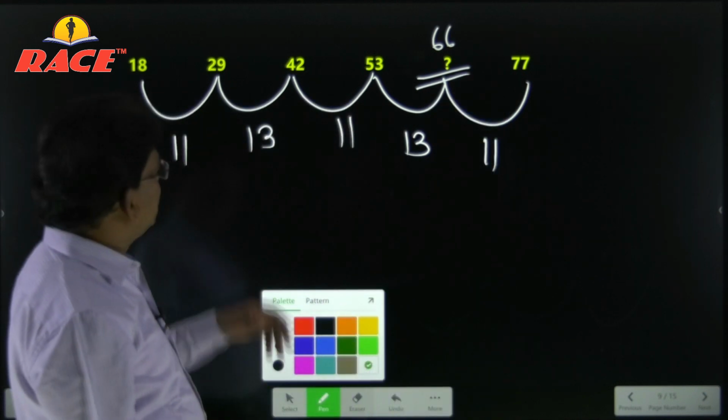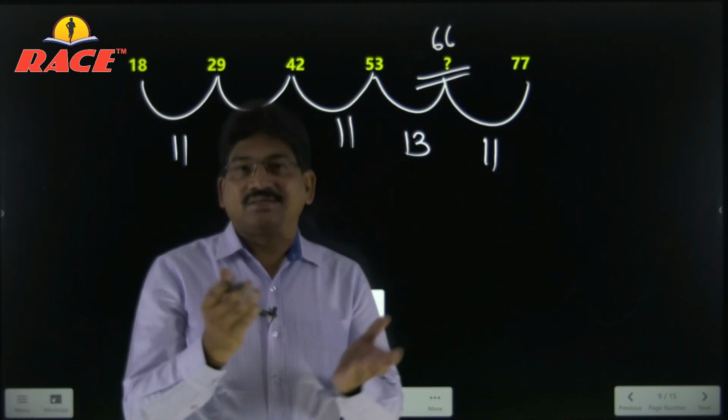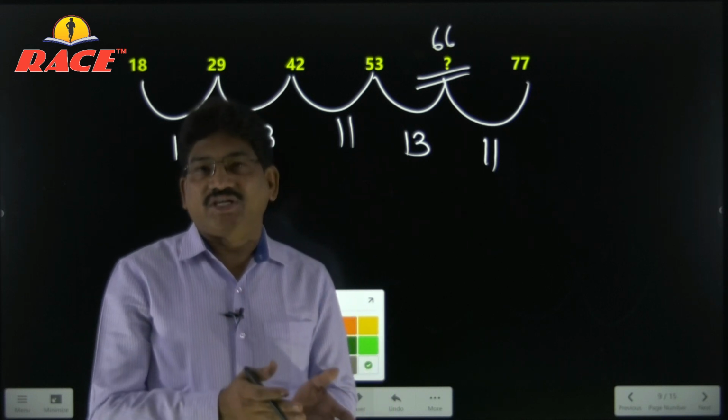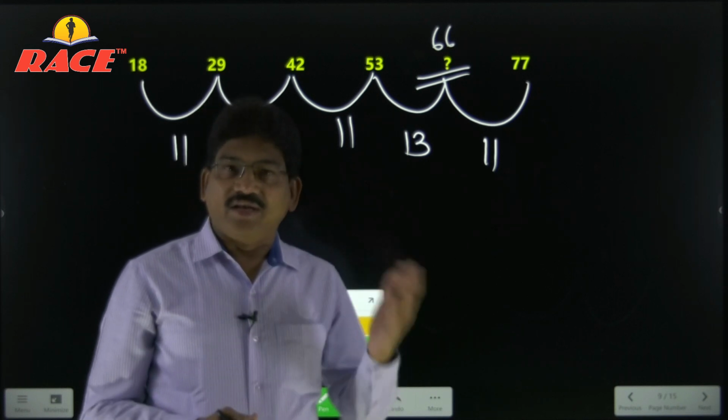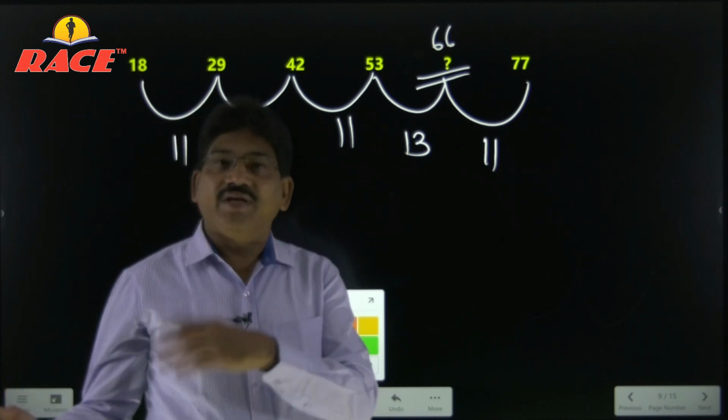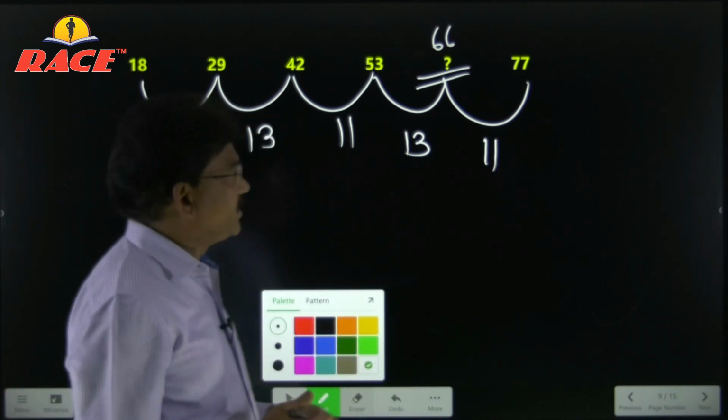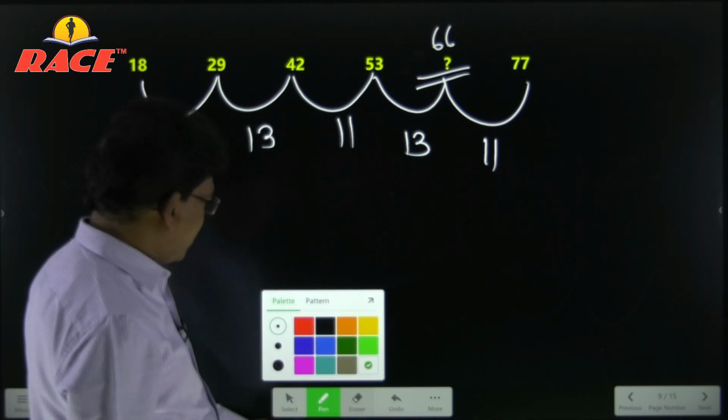So what is the missing number? 66. How did we get this? The difference is actually not one constant number, it is two numbers alternating: 11, 13, 11, 13, 11, 13. Like this he has given. Okay, right friends.